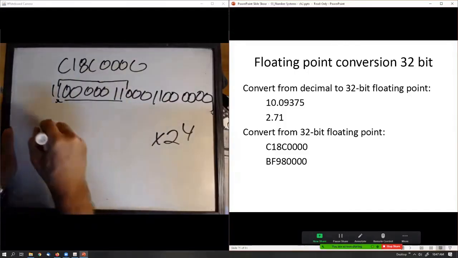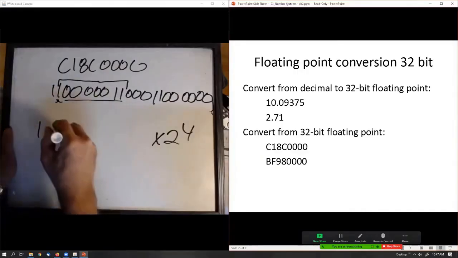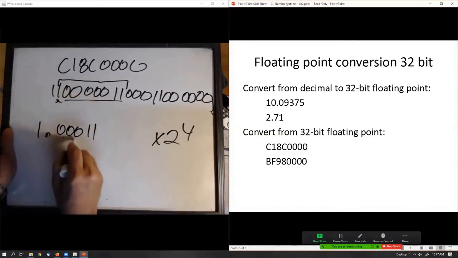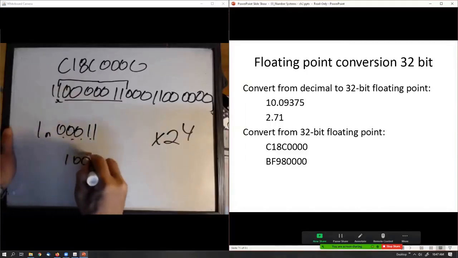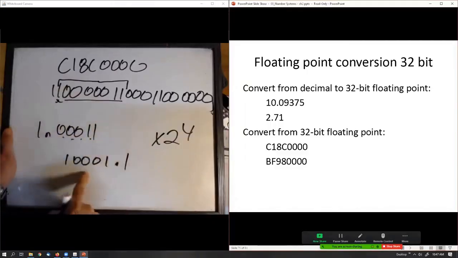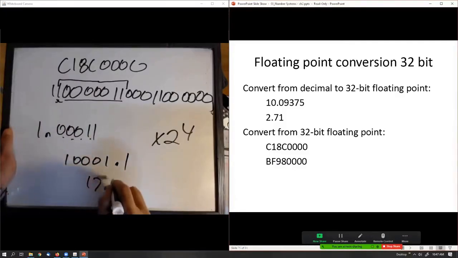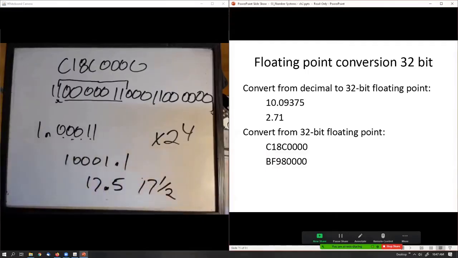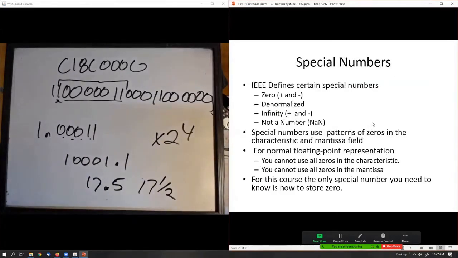All right. So what about our exponent? What about our mantissa? 1.12311 times 2 to the 4th. 1, 2, 3, 4. It's 10001.1, which is 1, 2, 4, 8, 16, 17.5, or 17 and a half. Quick and easy. These don't have to be that hard. People complain all the time about them.